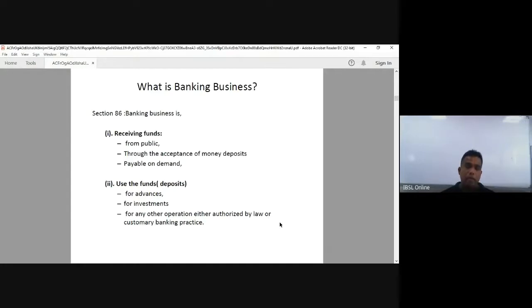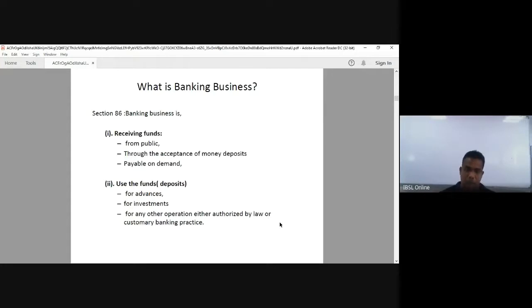Banks are allowed to receive funds from the public through the acceptance of money deposits. The banks can take money deposits from the public on a condition. What is the condition? Payable on demand. When the customers, the depositors, demand, the bank has to repay that money with interest. So that is number one part, receiving funds from public.